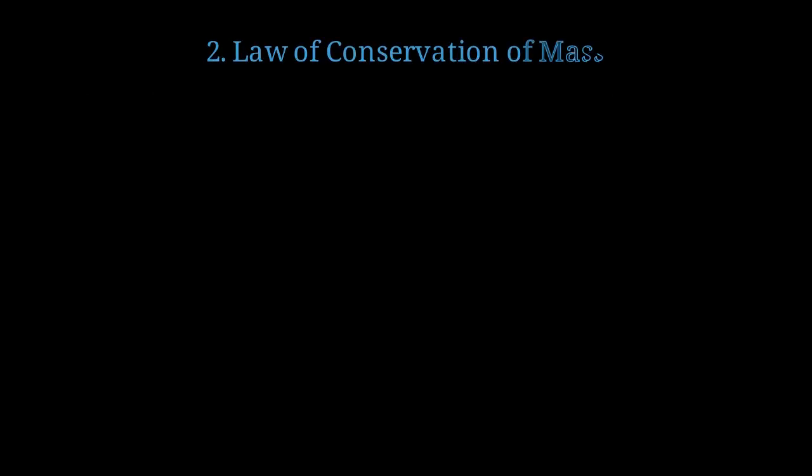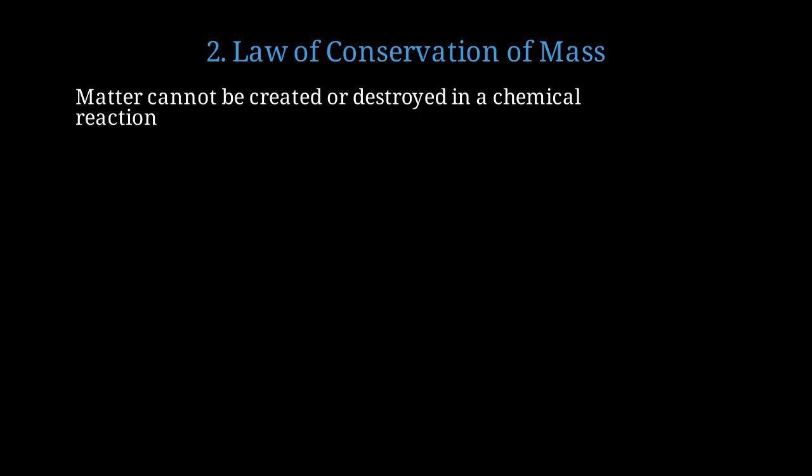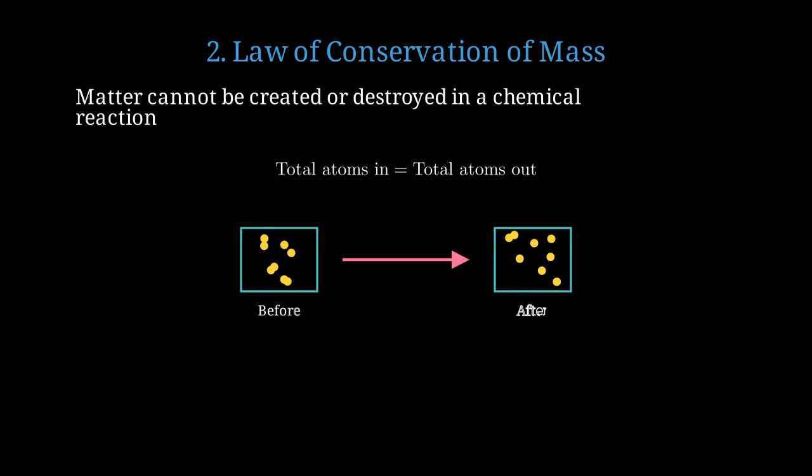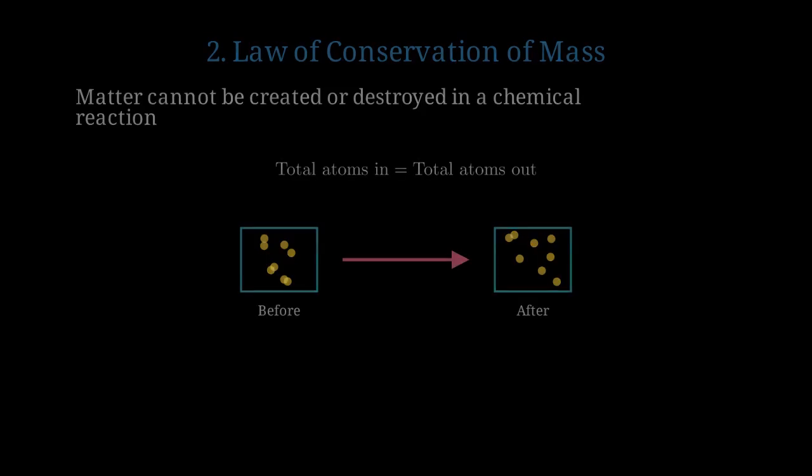The fundamental principle behind balancing equations is conservation of mass. Matter cannot be created or destroyed in a chemical reaction, only rearranged. This means the total number of atoms going in must equal the total number of atoms coming out. The same number of atoms exist before and after the reaction, just arranged differently into new molecules.